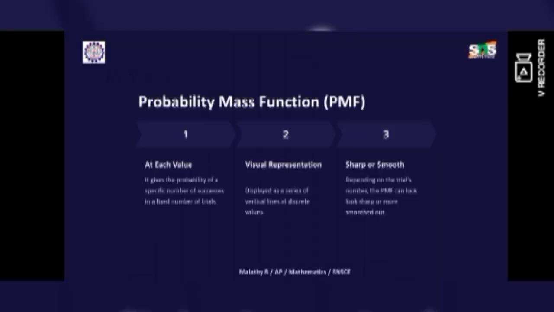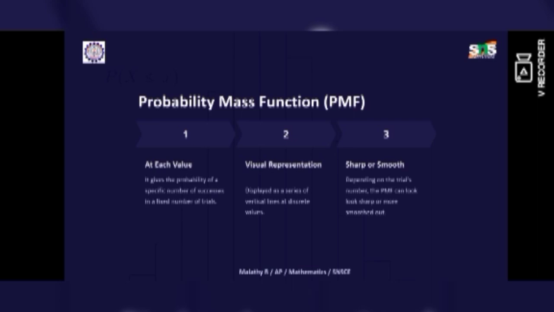Probability mass function: we only have to see the probability mass function. Why do we have to see the probability mass function? Because the binomial distribution comes under discrete. Discrete means we have to see the probability mass function. At each value it gives the probability of a specific number of successes in a fixed number of trials.